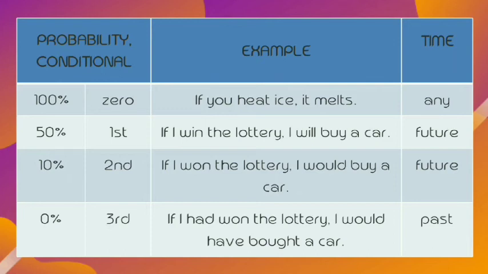Time, any. Now, the probability of the first conditional, 50%. If I win the lottery, I will buy a car. Time, future. Probability of the second conditional, 10%. If I won the lottery, I would buy a car. Time, future. Third conditional, probability 0. Example, if I had won the lottery, I would have bought a car. Time, past.